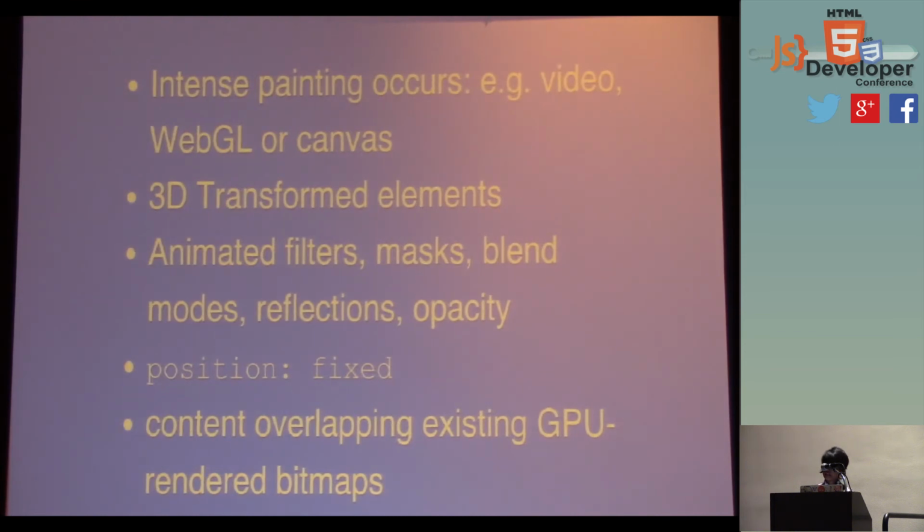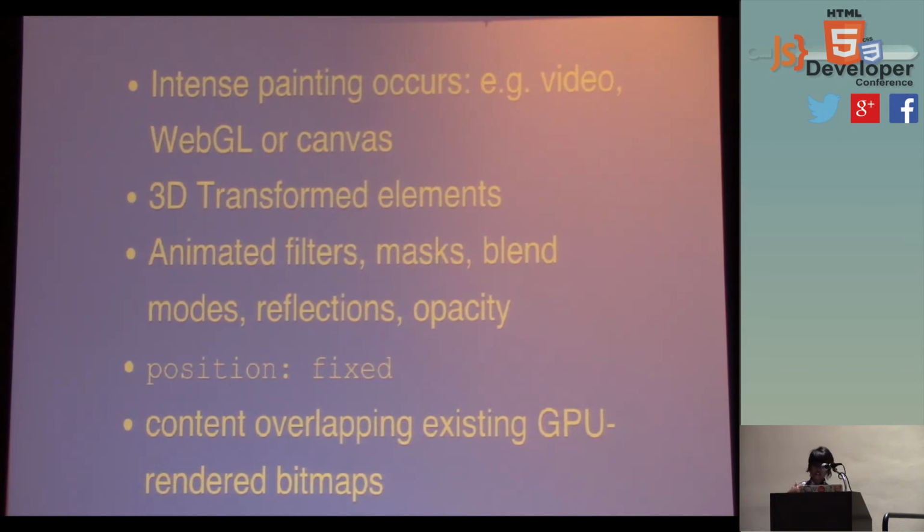The browsers determine which of these bitmaps are accelerated, because when intense painting occurs, for example with video, WebGL, or Canvas, the amount of data that needs to be processed and applied over the set of pixels is too large, so the GPU gets kicked in. Sometimes you have an element that is 3D transformed, and then you need calculations to find out which pixels need to be painted which color, and so on. That would also trigger the GPU.